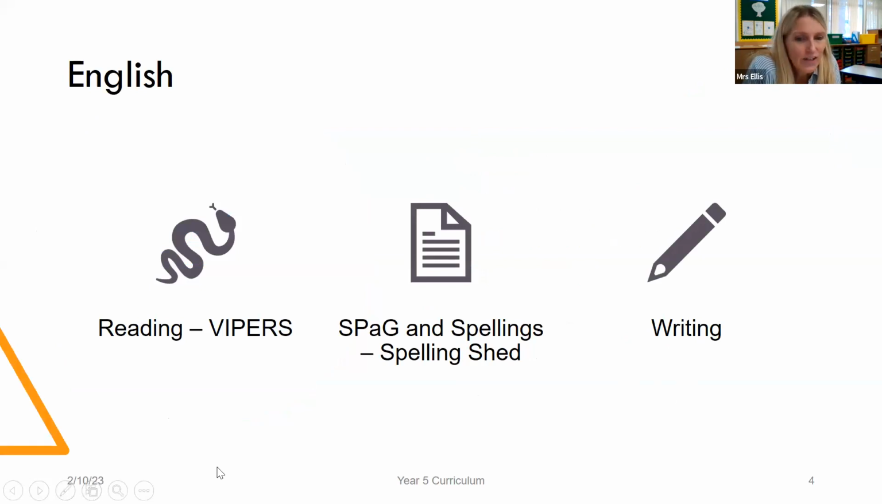So moving on to English, the curriculum is quite heavy with English. So we've got lots of different parts to that. We've got our reading, which we do via our Vipers. So we'll look at that in a moment. Then we've got the element of SPAG, which is spelling, punctuation, grammar, and spellings in particular, which we've set up now, our new program called Spelling Shed. So I'll just go through that a little bit in a moment as well. And then all of those together lead into writing, where the children get lots of opportunities to write in lots of different genres throughout the year.